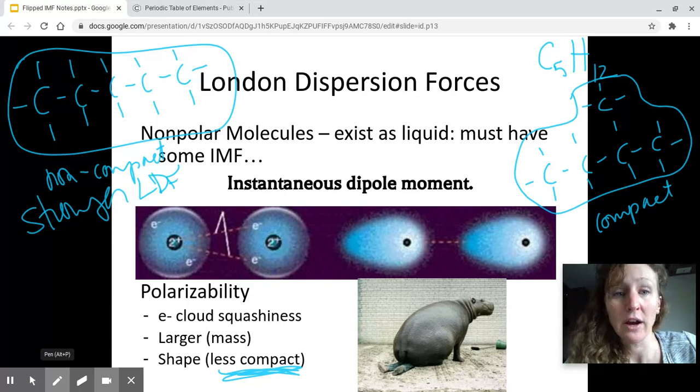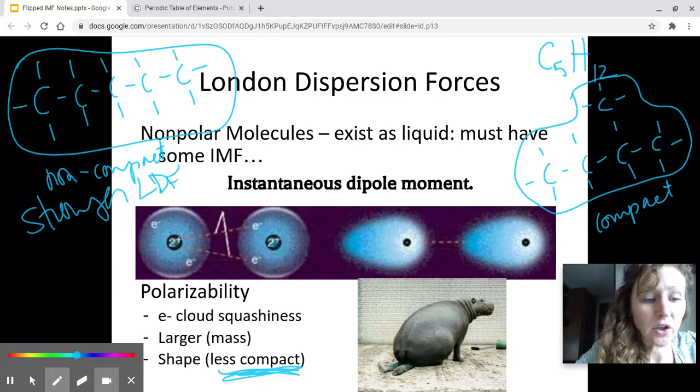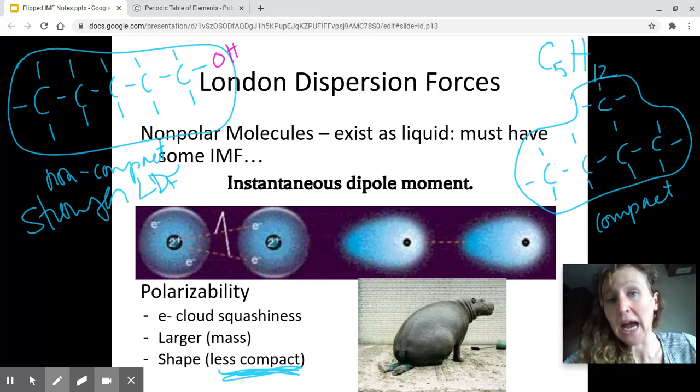You have to be aware of polarity. If they're going to throw an alcohol group onto one of these, all of a sudden it goes from being a nonpolar molecule before the functional group was added to being a polar molecule after the functional group was added. So you have to be aware of functional groups changing the polarity of molecules.